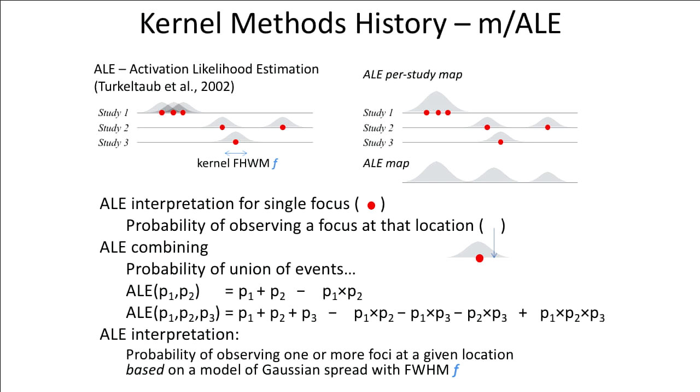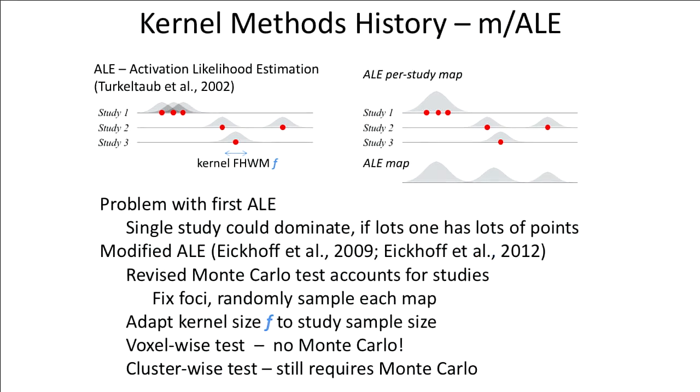The precise interpretation is the probability of observing one or more foci at a given location, conditional on assuming a particular full-width at half maximum. In the very first method that was proposed, the choice for this full-width at half maximum was kind of arbitrary, just pick something reasonable. In follow-up work, Simon came up with a way to have a principled choice of the full-width at half maximum based on the study sample size. So that was one advance there. He also figured out a way to skip the Monte Carlo if you just want to get p-values for the intensity of these. Although if you want to do cluster inference on this map, you still have to do a resampling procedure.